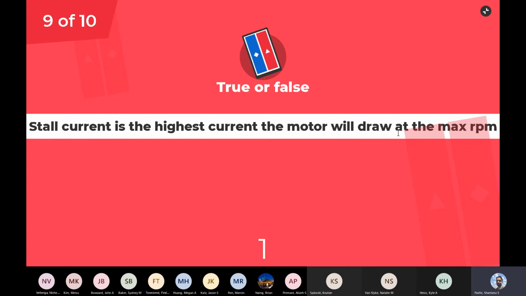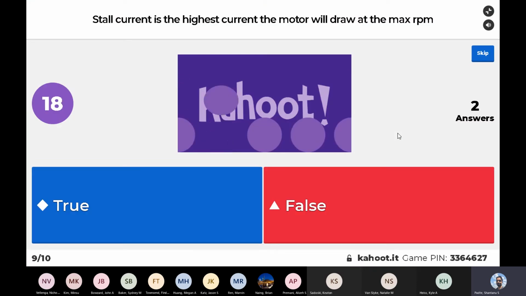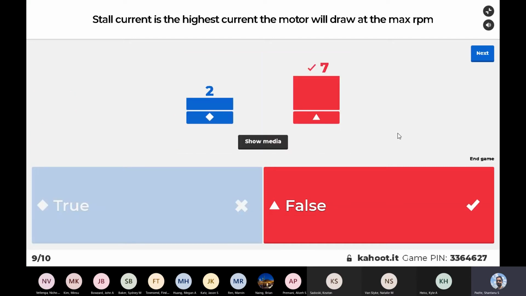Stall current is the highest current the motor will draw at maximum. True or false? It is false. Stall current is the highest current the motor will draw at 0 RPM. Remember, if your motor's not moving and you put too much current into it, you will damage your motor. So stall current is sort of like the upper limit of the current that it can take when it's not moving.